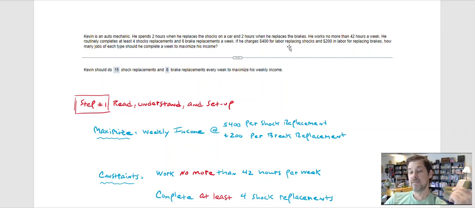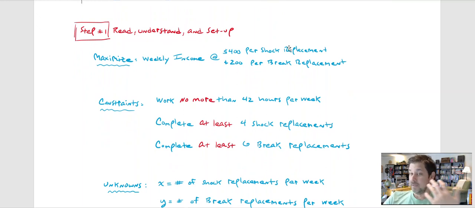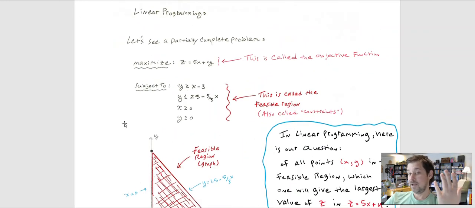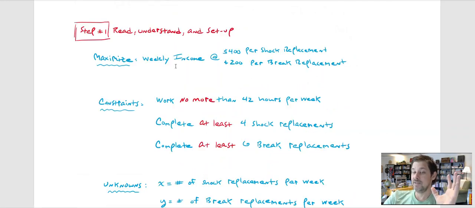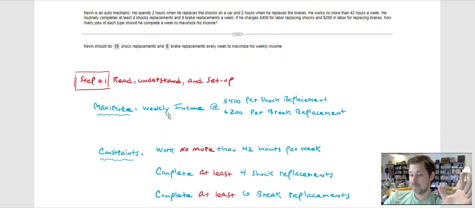Our first step beyond that is to make sure that we understand what we read and try to get some setup for the problem that looks like this: there's something we want to maximize, some equation, and then there will be these constraints that are inequalities. So I'm going to try to read this with that thinking in mind.